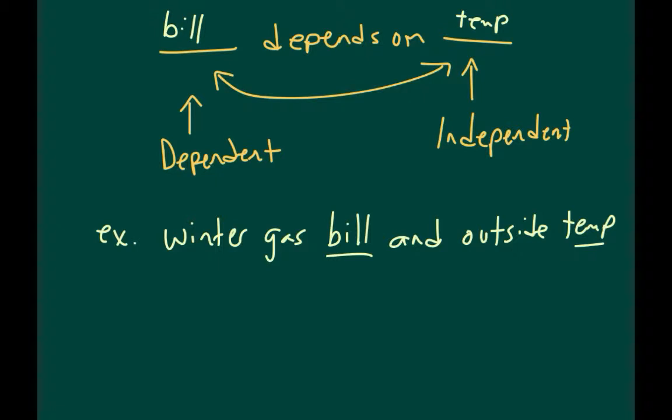If your temperature is colder outside, then your bill is going to be higher. Or if the temperature is warm outside, if you live where it's 65 all the time, then your bill for your gas company is going to be pretty low. If we were to try those in the other order, then we'd say your temperature depends on your bill. That doesn't make sense. It doesn't mean that if you get charged a lot of money, then suddenly it's going to be colder outside. So it has to be that first way. The one that we like, the bill, is going to be the dependent variable, and the temperature is going to be the independent.